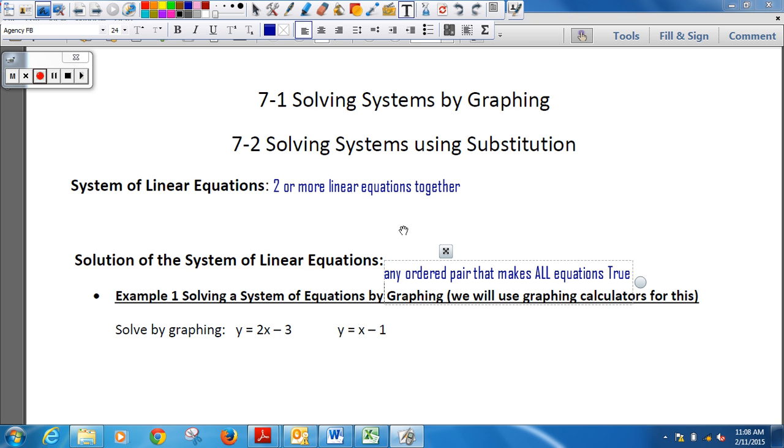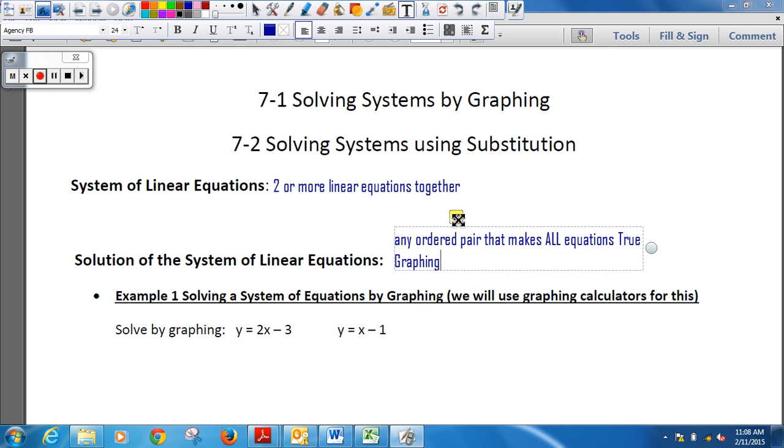When we are graphing, and let me drag this up real quick so we can see it, when we are graphing, it is the point of intersection.